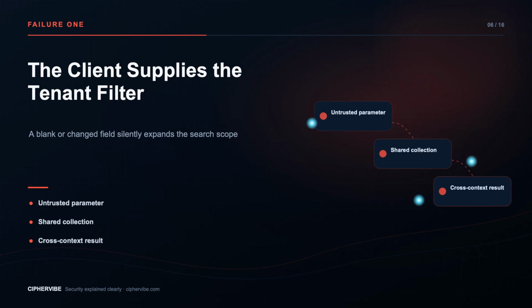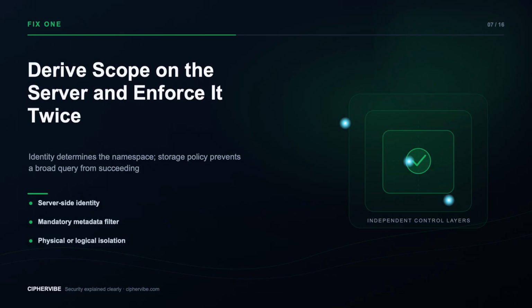The authorization architecture failed. The repaired flow derives tenant and role from the authenticated server-side session. The client cannot choose them. A mandatory filter is attached to every query, and the storage layer separately enforces permitted namespaces or collections. High-risk workloads can use stronger physical separation. Authorization must survive a missing application parameter.